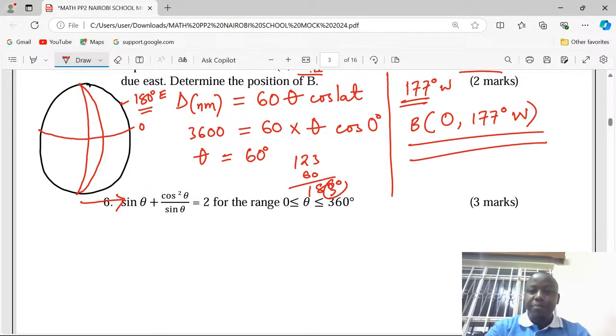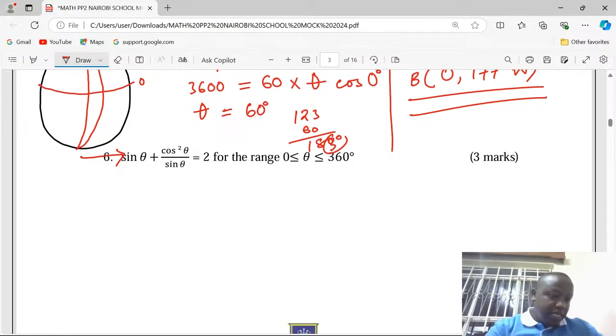So that is the position of place B. Kindly follow up with the same.